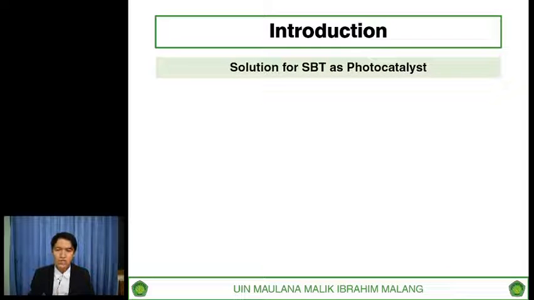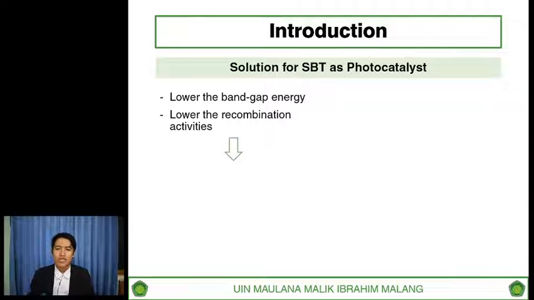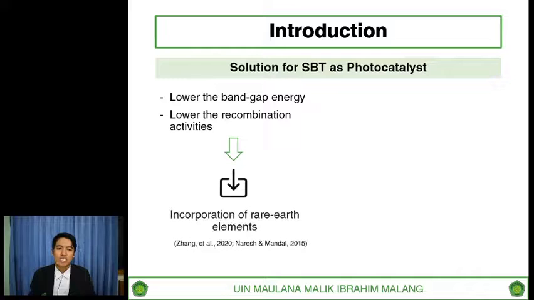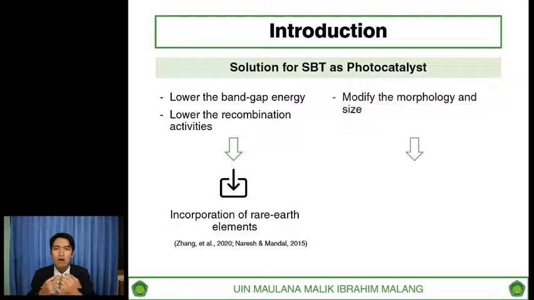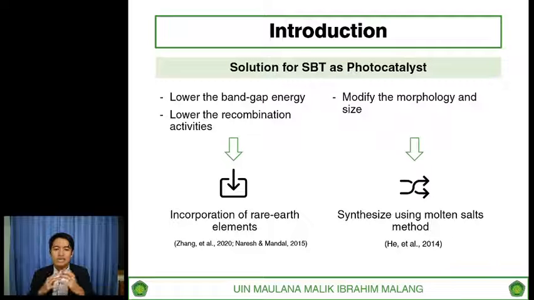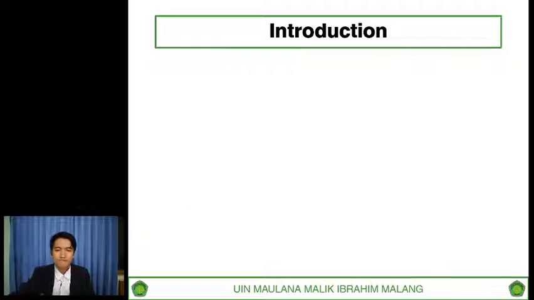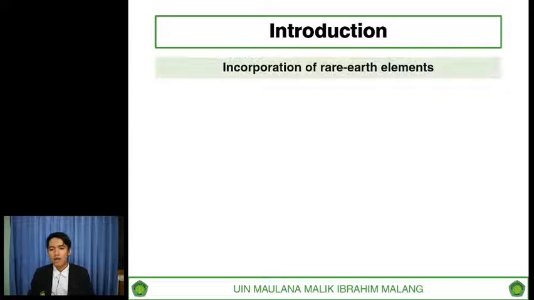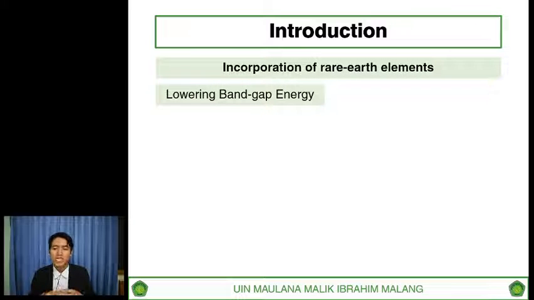So our solution for our material is to lower the band gap energy and lower the recombination activities by incorporating rare earth elements into our materials. And then we can also modify the morphology and size of our materials by doing synthesis using the molten salt method. Why can incorporation of rare earth elements cause the lowering of band gap energy?